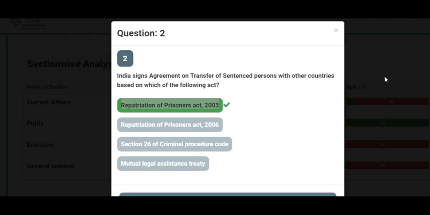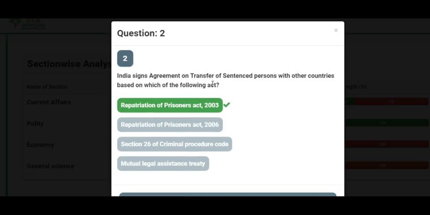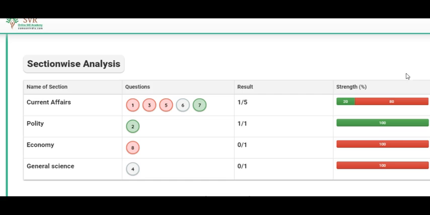Now we will move to the third question. If you click the third question that I have marked wrongly, the question is, recently India signed the agreement on transfer of sentenced persons with which of the following countries? The answer is Somalia. So Somalia is the country with which India has signed the transfer of sentenced persons agreement. About the agreement we already explained.